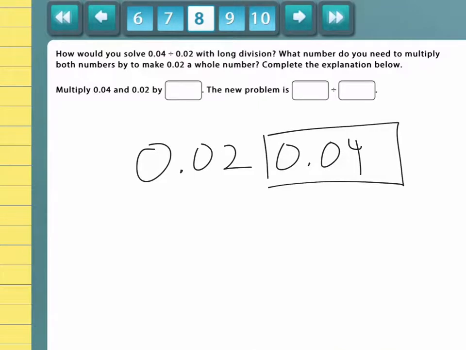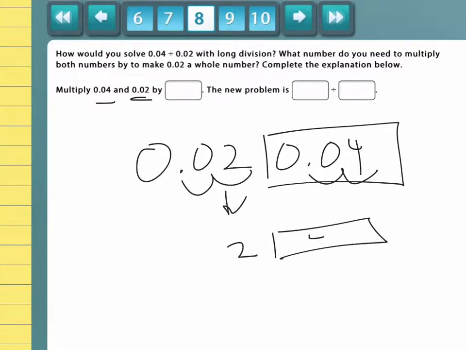They're asking us how we would do this with long division. Pretty simple. I'm going to multiply this number here and this number here both by 100. So that's a double shift for both. Double shift for both, and that's going to end up with an equivalent division problem of 2 into 4. So the new problem is going to be 4 divided by 2, and the answer should be 2.